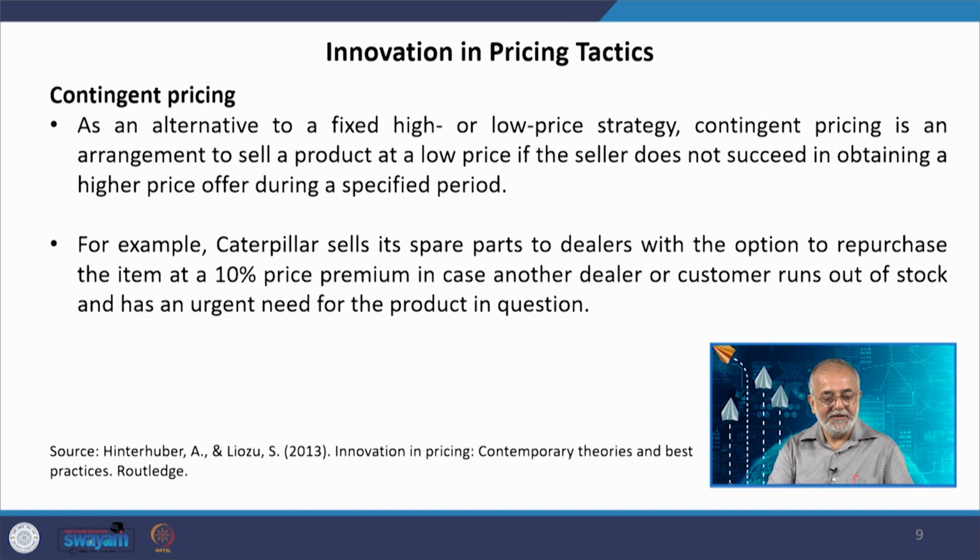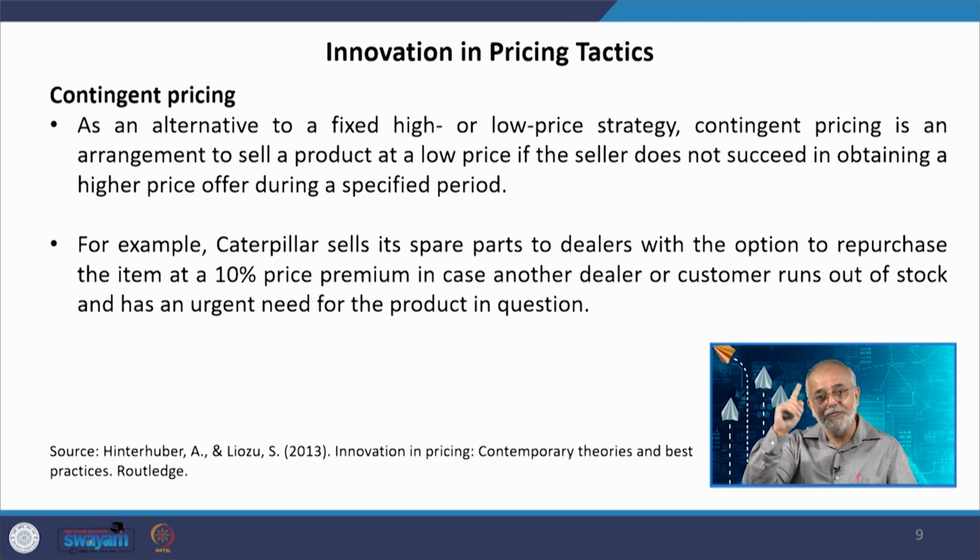Contingent pricing as an alternative to a fixed high or low price strategy. Here we are going for either high or low. Contingent pricing is an arrangement to sell a product at a low price if the seller does not succeed in obtaining a higher price offered during a specified period. Now, this has to be a preconceived arrangement within the value chain itself, and there should be an effort to support this kind of pricing, wherein the brand does not get depreciated, or the brand value does not come down in due course of time.